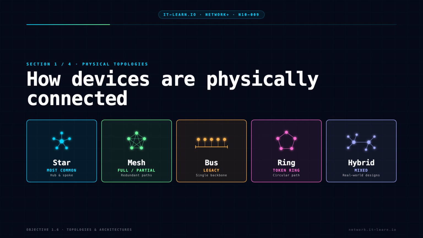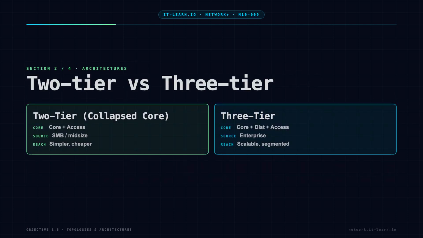The formula for calculating the number of links in a full mesh is n times n-1 divided by 2, where n is the number of devices. Mesh topologies are commonly used for WAN connections and backbone networks.